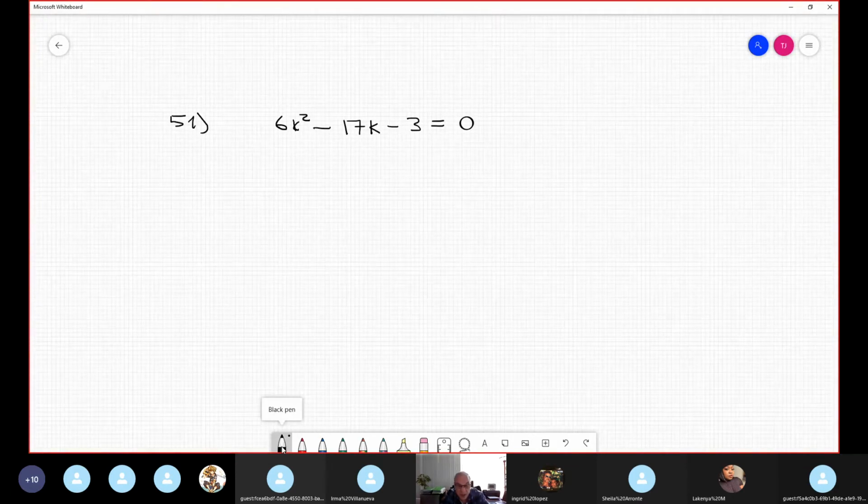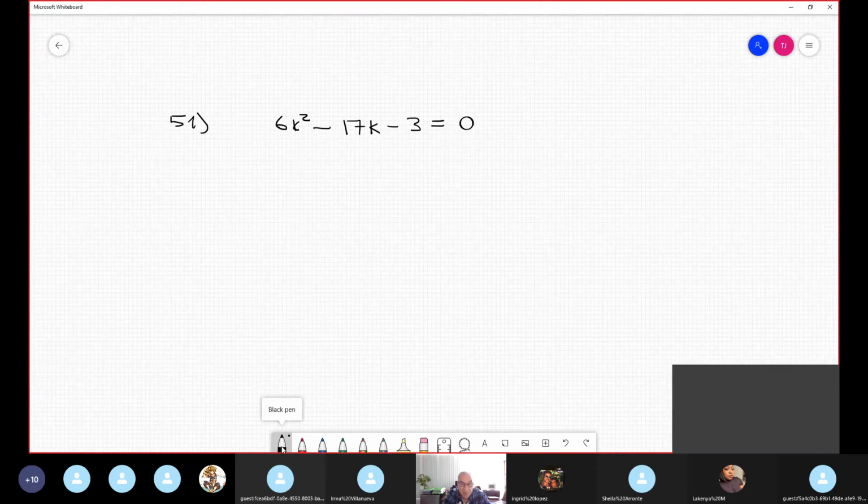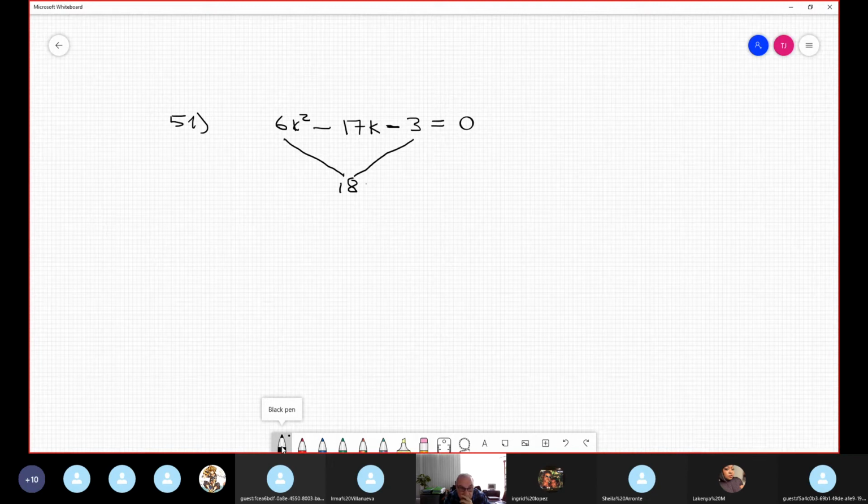My question is, in the left-hand side we have a trinomial. What kind of trinomial? Regular, complicated, or perfect square? Remember, we have three possibilities. Complicated. And we have no GCF. Multiplication of this number and this number is 18. This sign is not important. You take that number without sign and this number without sign. I try to find the key to open the door.